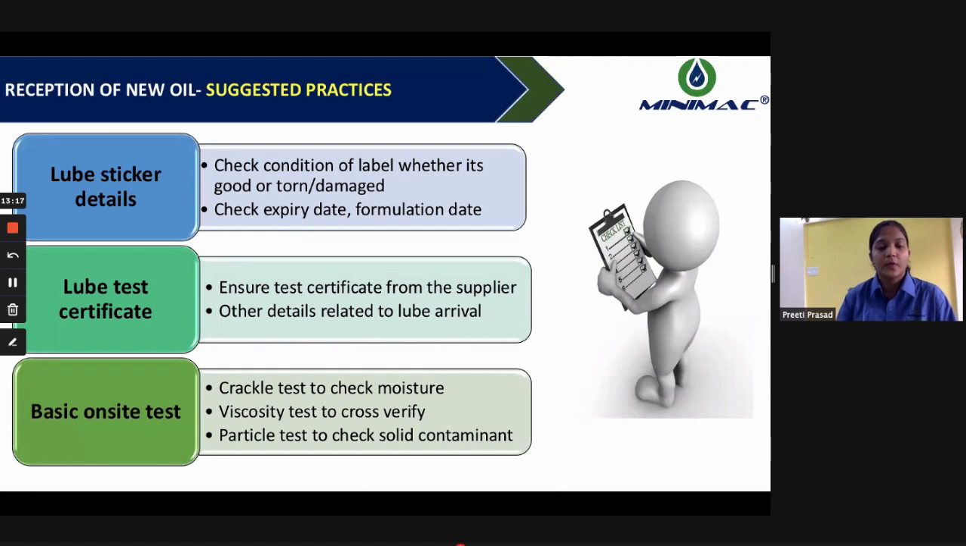And we must cross-verify the oils by doing the basic one-time on-site tests: the crackle test, to check whether moisture is present in the oil or not; the viscosity test, to check whether it is the right oil as per our requirement; or the particle test, to check the contaminants in the oil. So with these basic tests and steps, you can check the oil quality and its effectiveness at the very starting level.